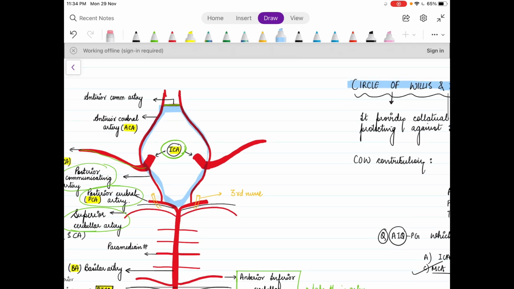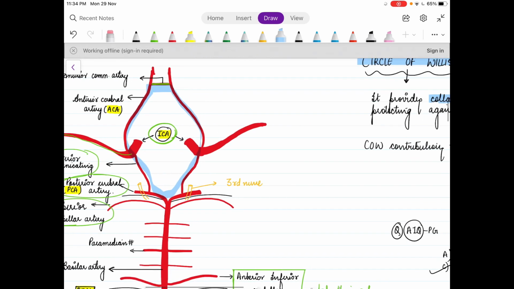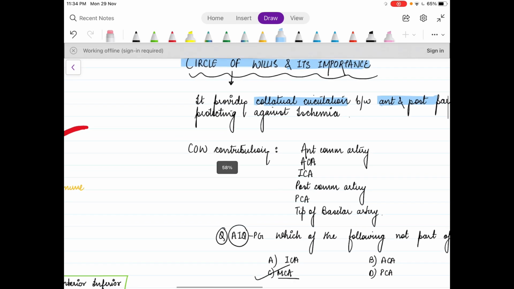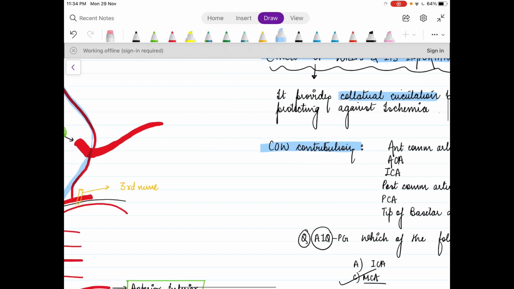So if any posterior circulation vessel is suffering from ischemia, then it can automatically be covered from the anterior part of the circulation. So that's why the Circle of Willis is very important, because the brainstem is a very important structure and is very critical for life-saving functions, for example respiration, circulation, etc. The contributions to the Circle of Willis are very important because they are ultimately responsible for forming it.